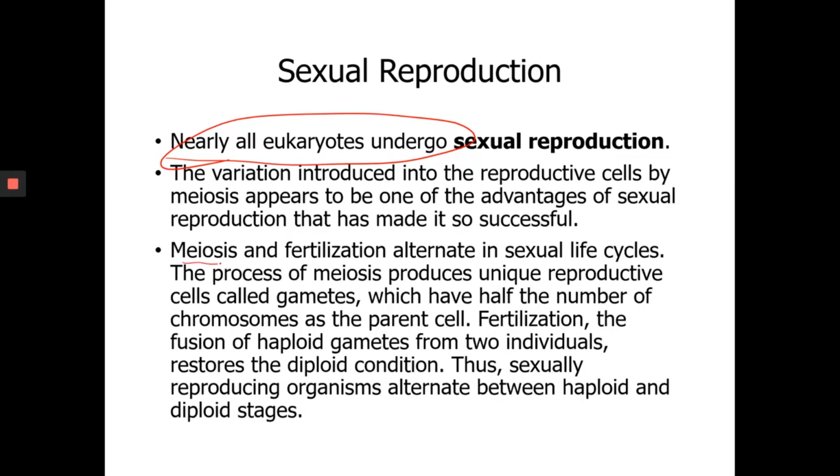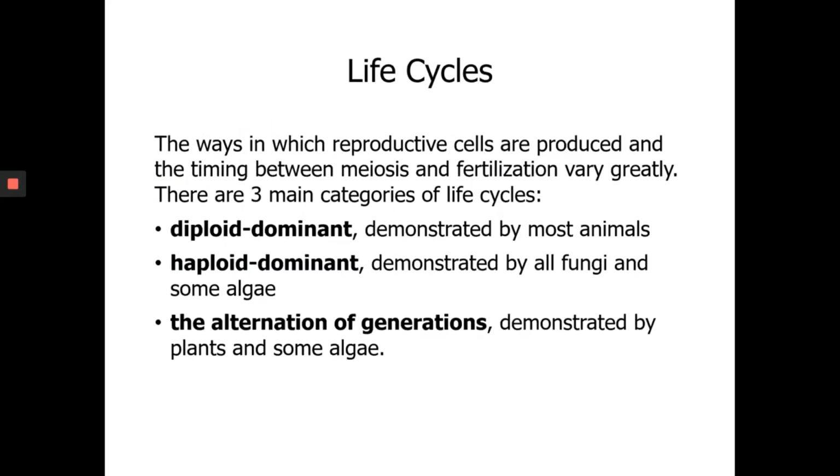All right. Now, meiosis and fertilization alternate in sexual life cycles. We have three main categories of life cycles. Diploid dominant, where the life cycle is dominated by a diploid stage. The second one, you can guess, is dominated by haploid. Or for certain organisms, it's an alternation between diploid and haploid.